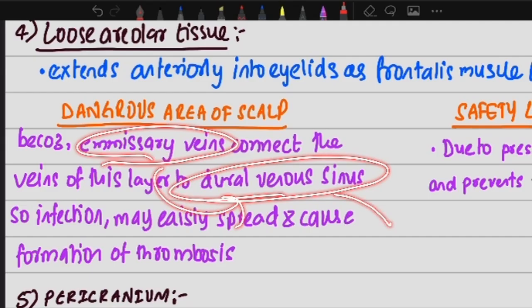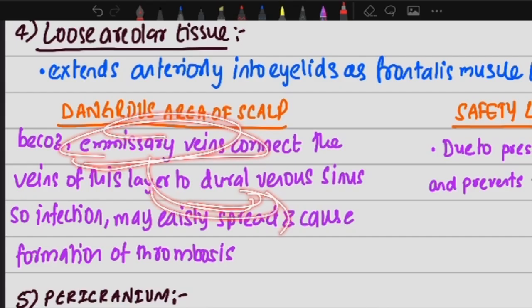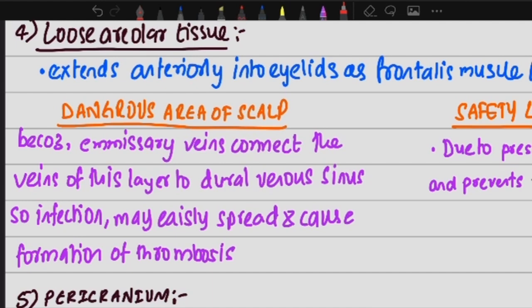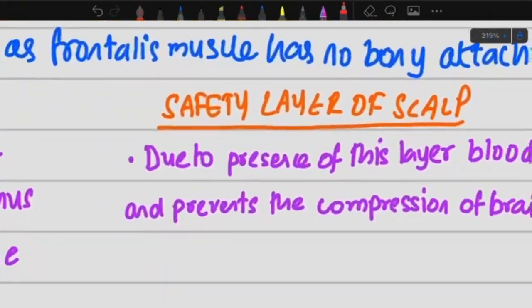This dural venous sinus is very important. So infection can easily spread from the emissary veins to the dural venous sinus. Okay, so infection is easily spread and causes the formation of thrombosis. Okay, I hope you are clear. Just remember, dangerous area of scalp. Why? Because of the presence of emissary veins, which connect the superficial veins to the dural venous sinus. Now it is paradoxically again known as the safety layer.